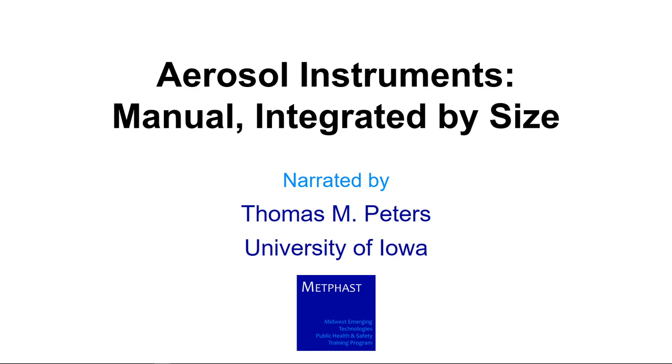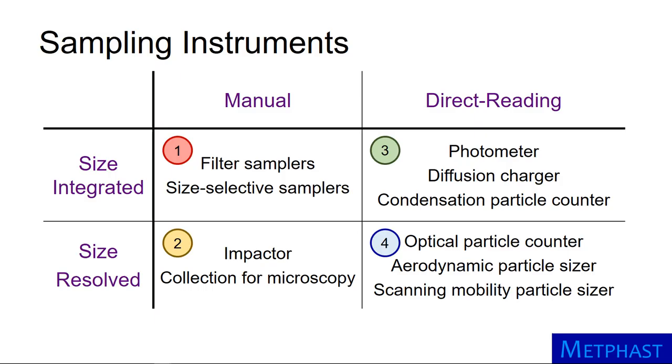In this video, we are going to talk about aerosol instruments that are manual and integrated by size. There are many different categories of aerosol sampling instruments. They include instruments that are manual or direct reading and those that are size integrated or size resolved. Here, I'll focus on manual and size integrated. This category includes filter samplers and size selective samplers.